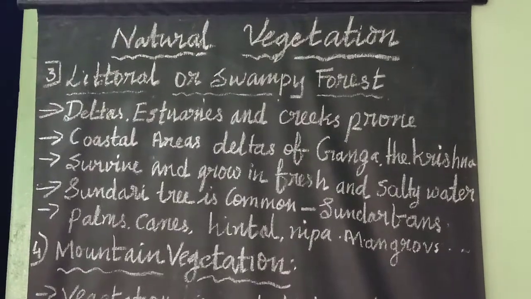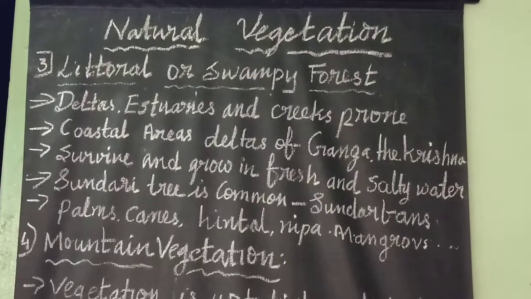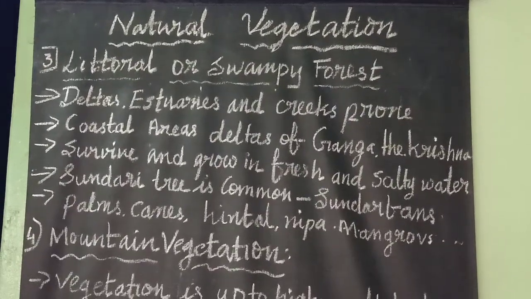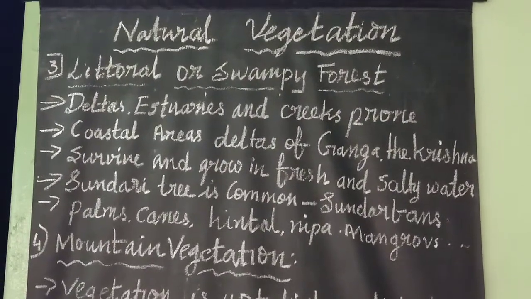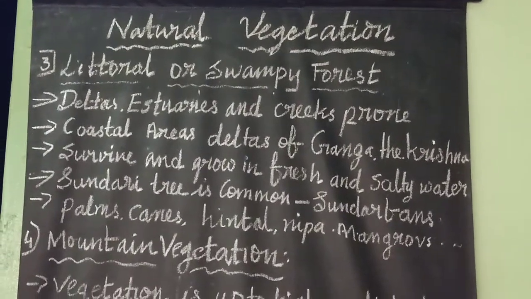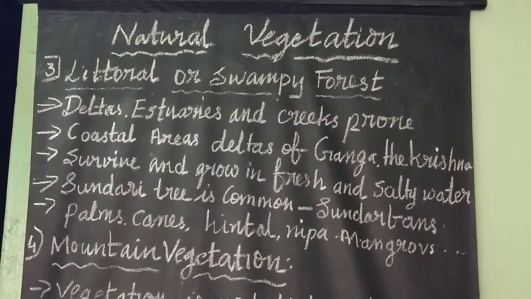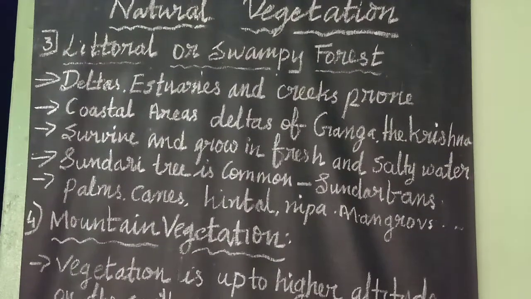Dear students, yesterday we started Natural Vegetation of India. Three types of vegetation we completed: tropical evergreen forest, tropical deciduous forest, and tropical desert forest. Now let us listen to littoral forest or swampy forest.